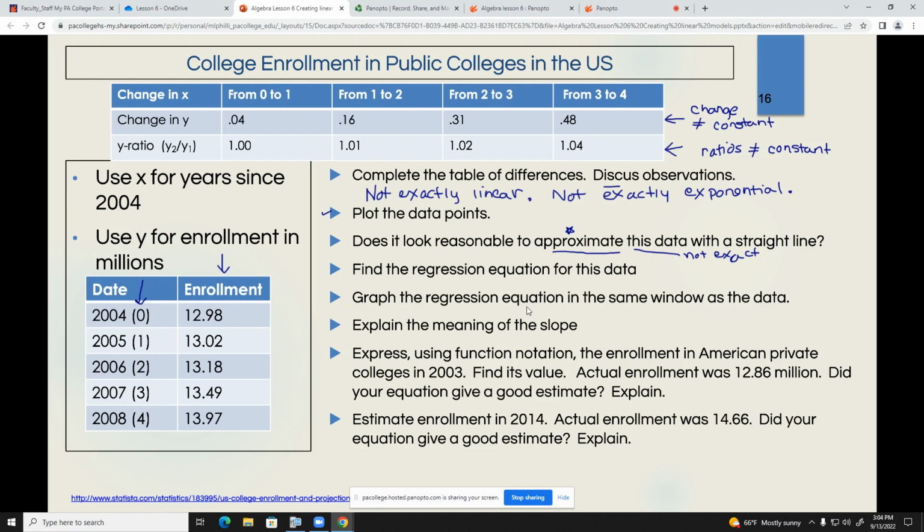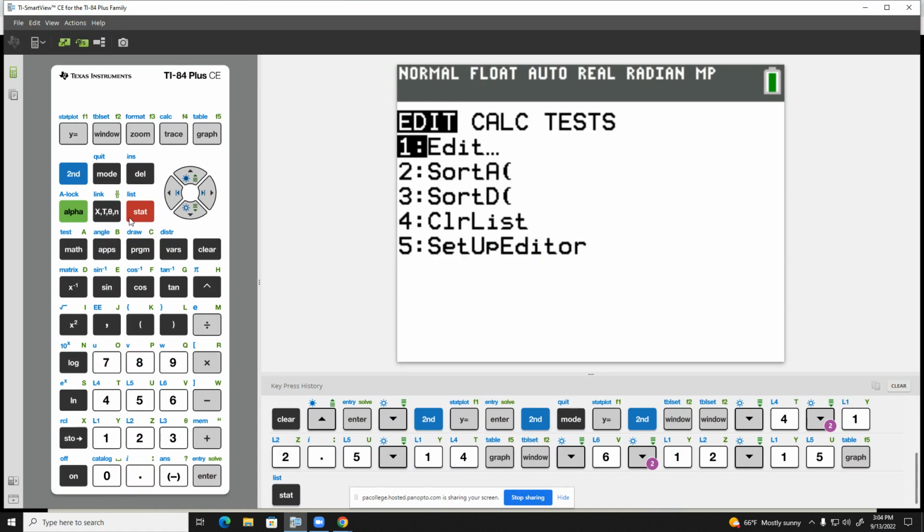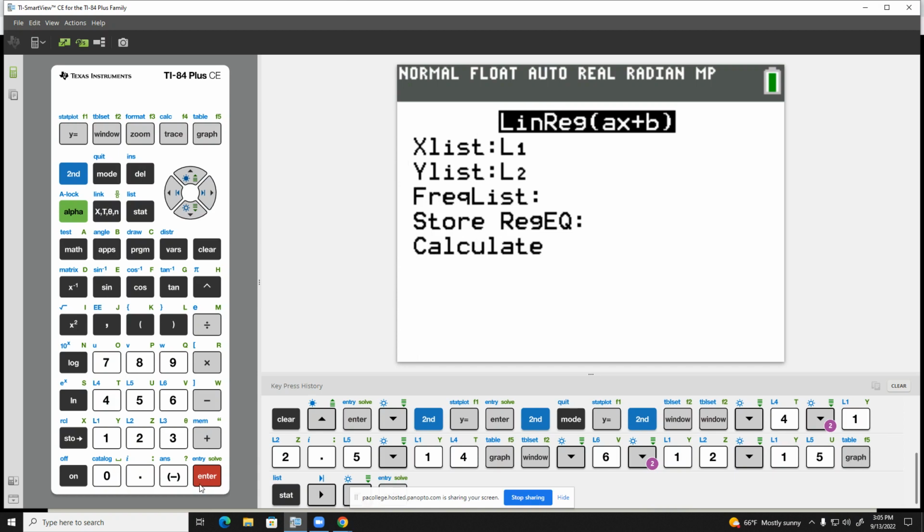Then it asked me to find the regression equation, and it asked me to graph it in the same window. So this is some calculator work. To find the equation, I start with stat, and I arrow over to the calculate menu, and I'm choosing option 4 because I want to approximate it with a line, because I said that might approximate it. It's not perfect. Hit enter.